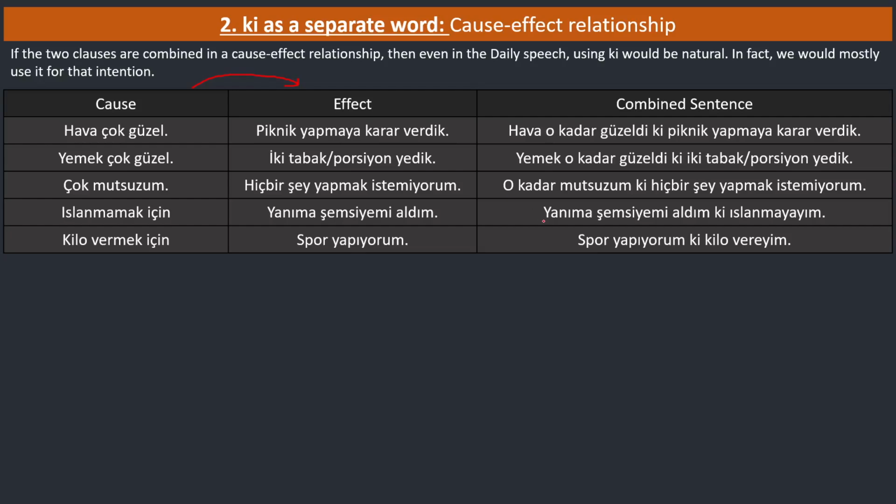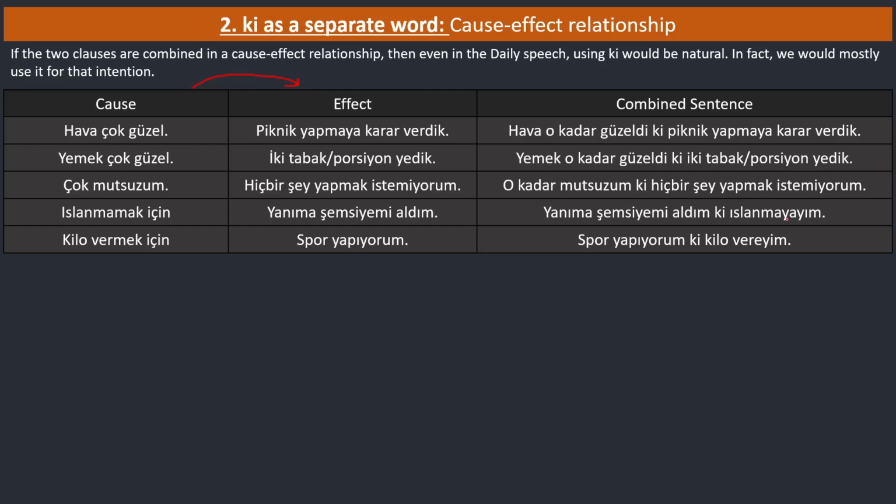But as you can see in the last two examples, you don't always have to use it. Islanmamak için yanıma şemsiyemi aldım. Islanmamak için, in order to not get wet, I yanıma aldım. I brought with me my umbrella. Yanıma şemsiyemi aldım ki ıslanmayayım. This structure is different than the previous examples. In the previous examples, you can see the endings being completely the same, and we built them with o kadar. But this time, I don't use o kadar, and I change the ending into optative mood. So like, I shall not get wet. Islanmayayım.